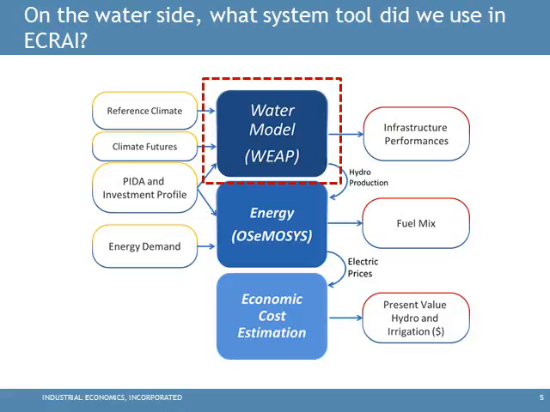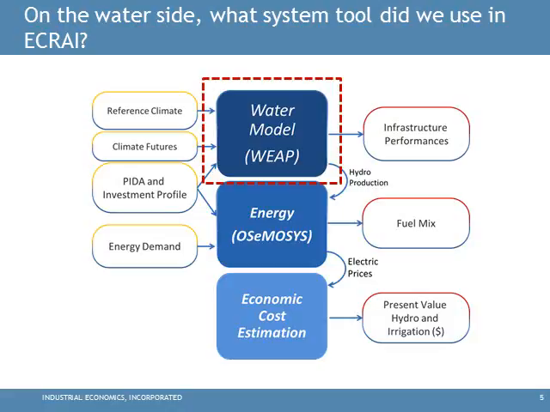Now, this slide represents the overall modeling system of the ECRAI process. We have climate information and climate projections entering the water system model, which generates information on infrastructure performance. Investment information is fed into both the water and the energy models. And then there's interaction between the energy and the water models that will be discussed in a later presentation in this series. Ultimately, this all drives towards economic cost estimation and estimation of the present value of hydropower and irrigation investments.